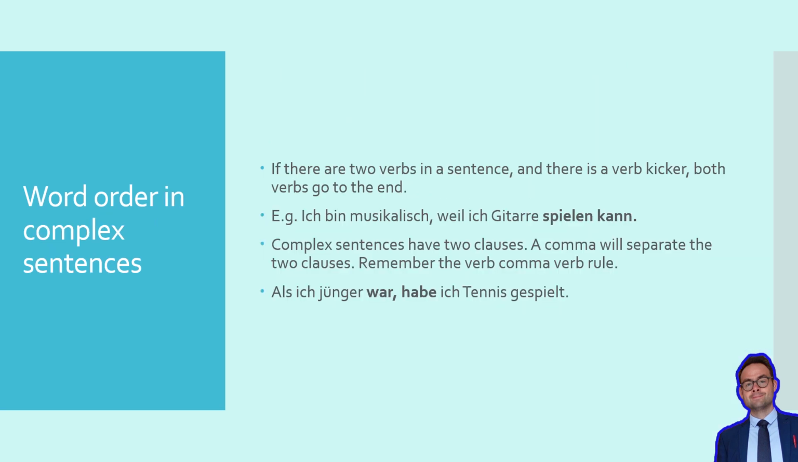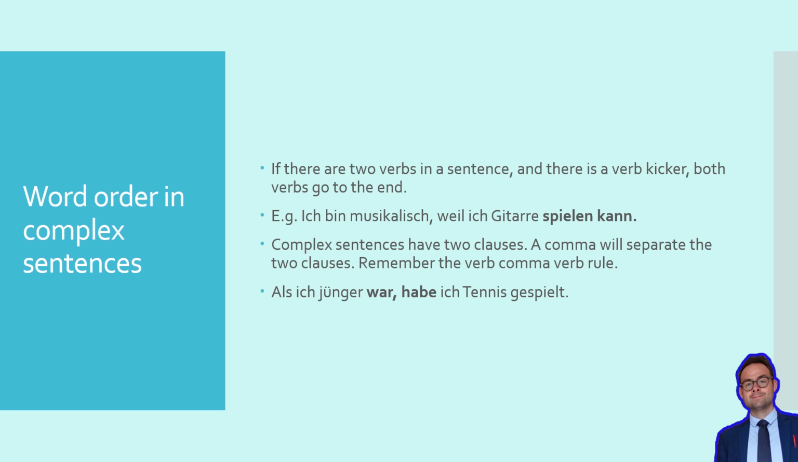And as we touched on before, if there are two verbs in a sentence and there's a verb kicker, both verbs go to the end. Ich bin musikalisch, weil ich Gitarre spielen kann. So main verb is at the end. So if you just said, I can play a guitar, ich kann Gitarre spielen. So the verbs are where we expect them to be. Spielen, the main verb, is at the end. But the verb kicker weil then sends the modal verb to the very end. So you've got both verbs at the end and the modal verb is at the very end.